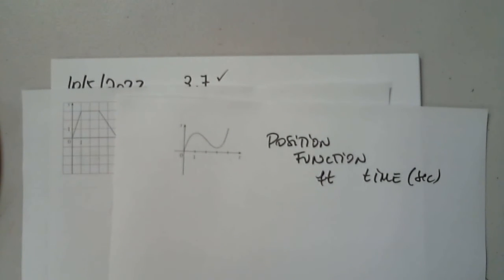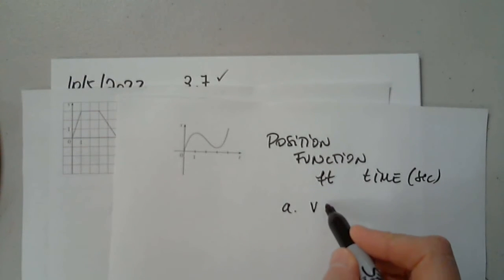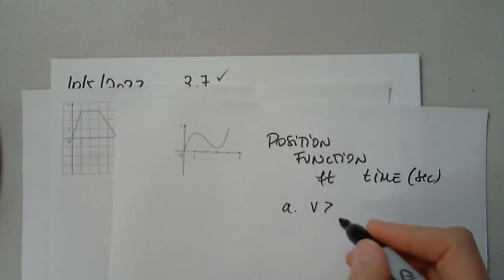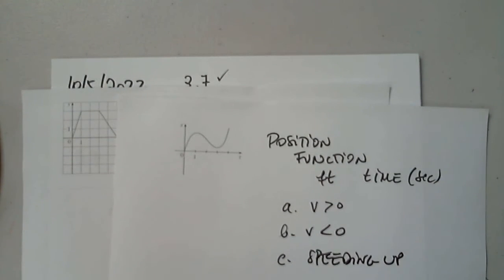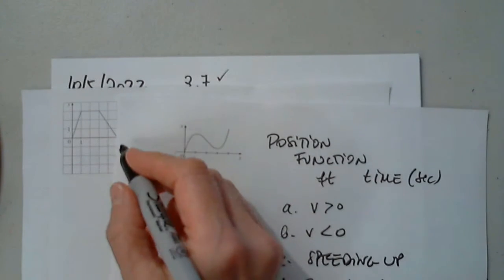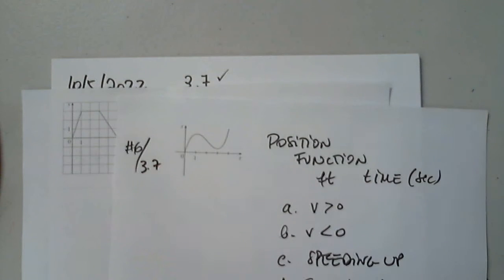When is the velocity of each particle positive? So part A, velocity positive. So we're only talking about A. When is it negative? So velocity negative. When is each particle speeding up? Speeding up. And when is it slowing down? Part D. Okay, so this is problem 6 in 3.7, in which we're just looking at all sorts of different applications.